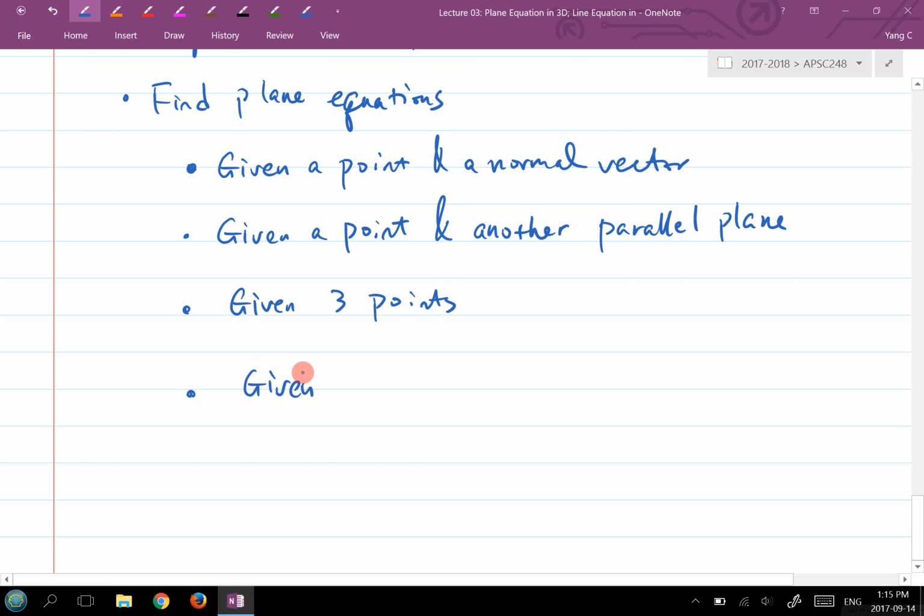Pretty soon we'll learn about lines in 3D, and then here is a connection. You're given a point and a line, to which the plane is perpendicular.